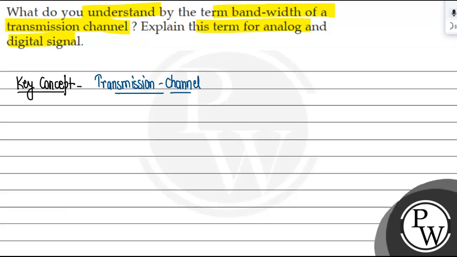Basically, in communication system, we do what? We transmit and we receive the signals. So transmission channel is actually between the transmitter and the receiver, a part which is between the transmitter and receiver. Now, what is the bandwidth?